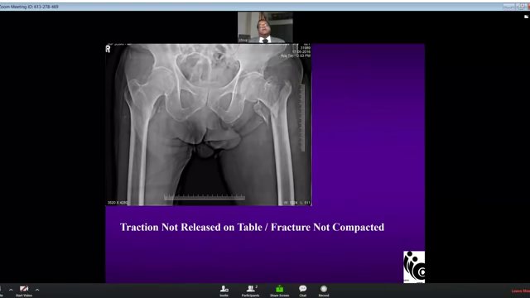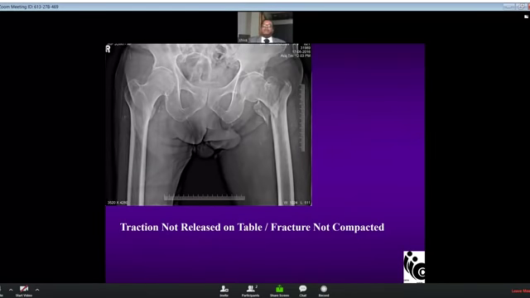The first reason is using a little longer screw. It's the laziness of us. Instead of changing the screw on table, we just accept sometimes a little longer screw without changing it. So that has happened even in me, that is long time back, not in the last 10 years. But here, another second reason is not releasing the traction on table.